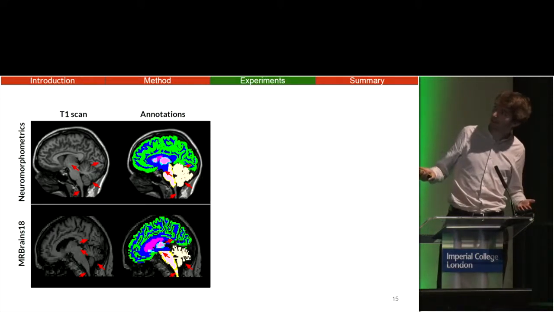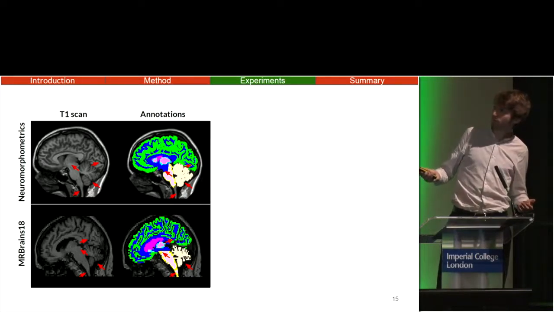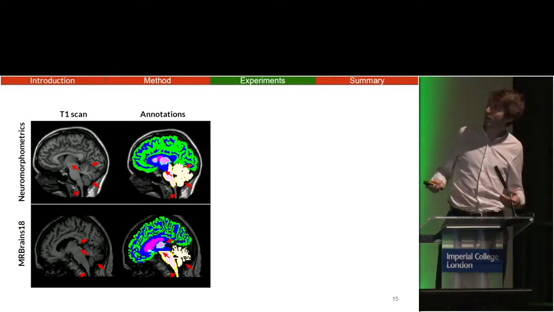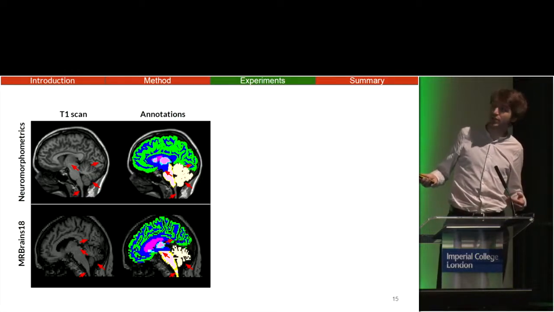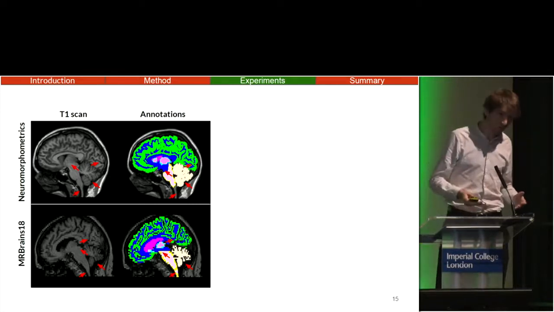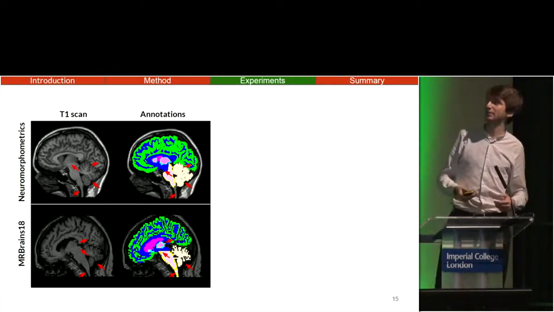And it's pretty clear that the brainstem in yellow is not annotated in a consistent way. We can also see that the contours of the gray matter are definitely smoother here than here. And this is due to the fact that neuromorphometrics didn't segment the CSF.